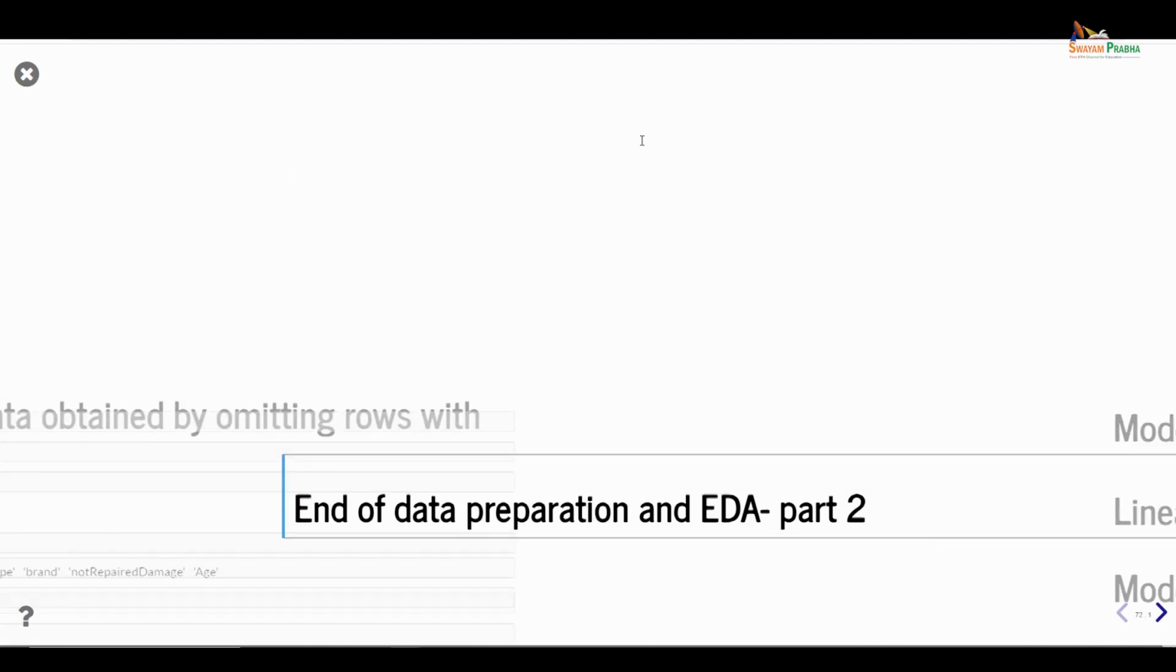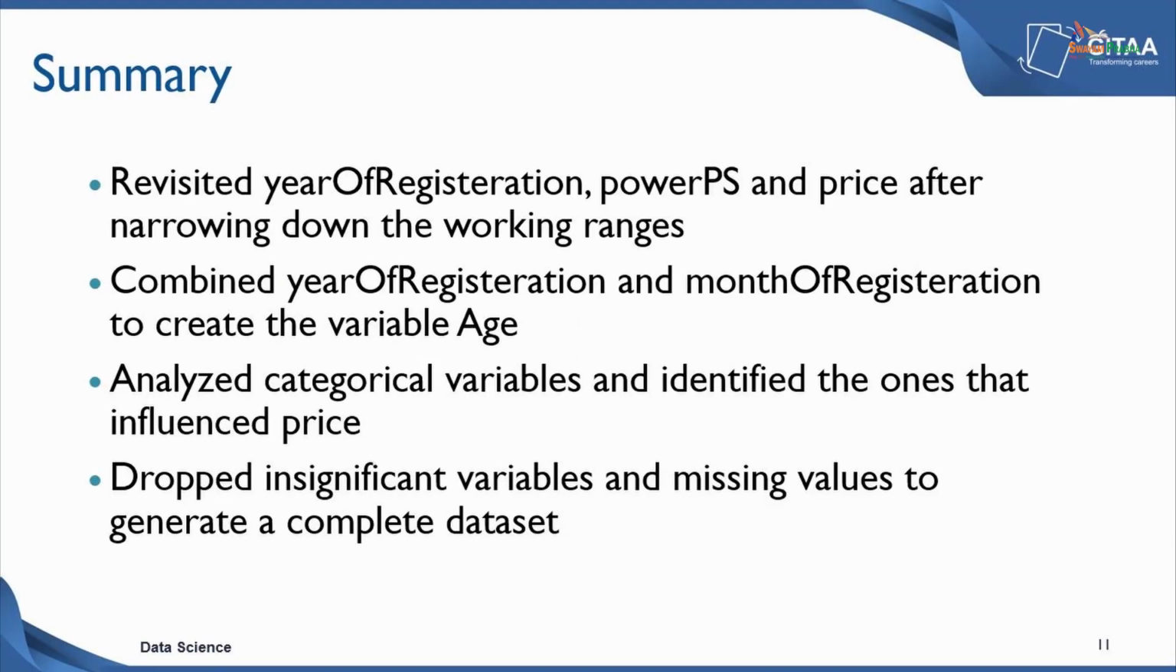So this brings us to the end of the second part of data preparation and EDA, and in the next session we are going to be looking at model building using the omitted data for linear regression and random forest regression. So to summarize, in this lecture, after narrowing down the range, we revisited the variables price and power PS and understood how their underlying distribution looks. For the variable year of registration, we combined year of registration and month of registration and arrived at a new variable called age that helps us better comprehend the whole influence of age over price.